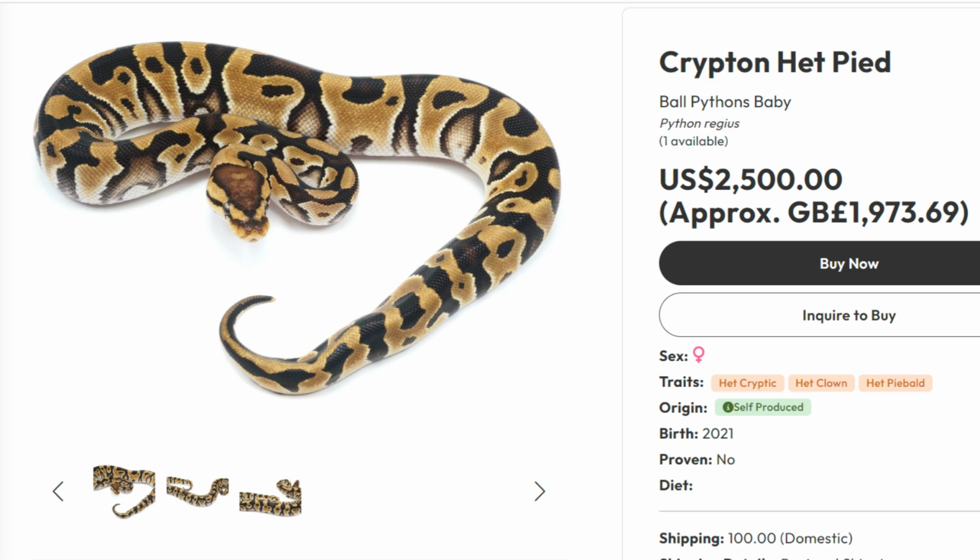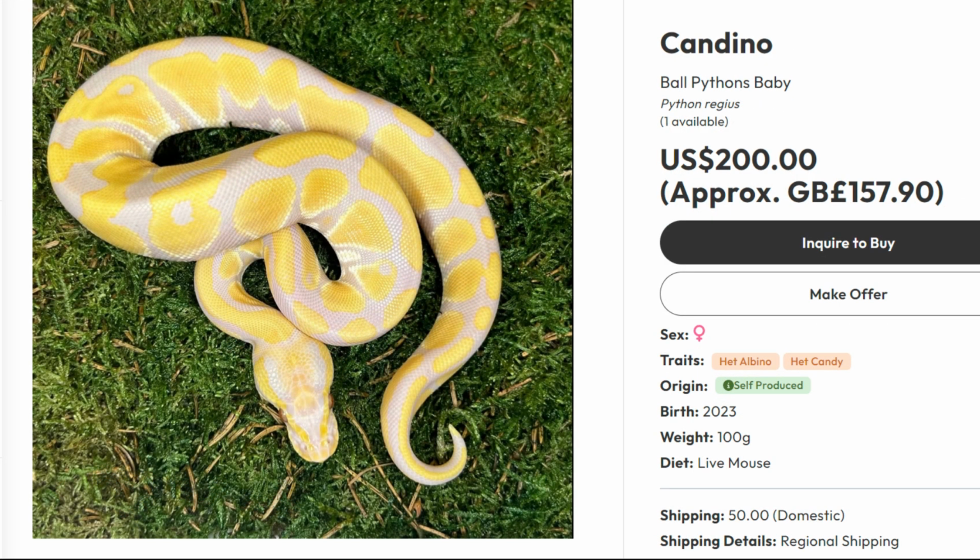So finally, last but certainly not least, something you really wouldn't have trouble identifying is a Candino. A Candino, again, doesn't have a visually expressed recessive morph. It is two heterozygous copies of two different morphs combining to have this co-dominant, incomplete dominant effect. I don't know what you'd call it. I guess you'd call it co-dominance in this case because they're both being expressed.